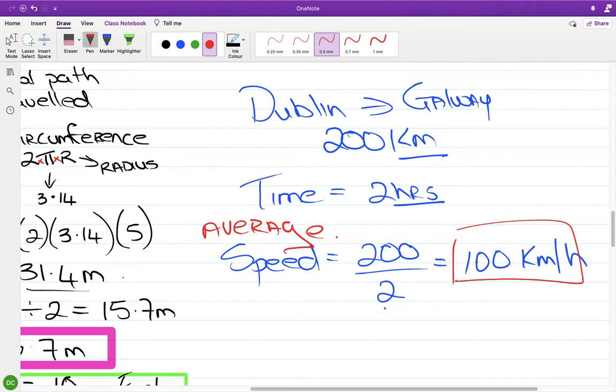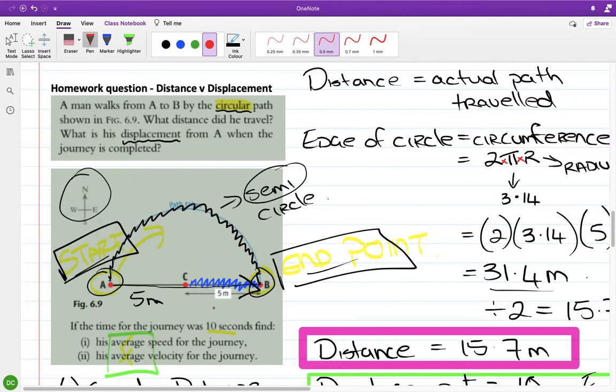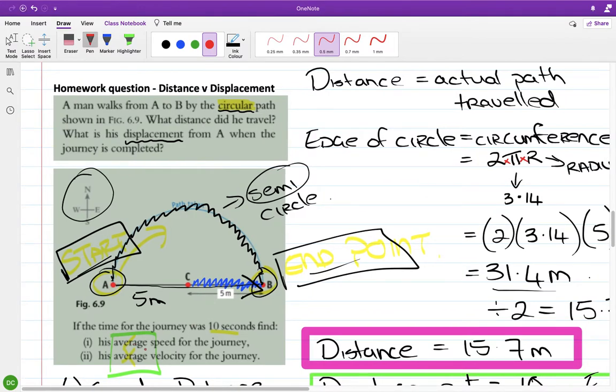Traffic lights in Dublin, in Galway, you'll have to slow down. Okay, so it is not practical to say that the speed is 100 kilometers per hour, but it is practical to say that the average speed is 100 kilometers per hour. There will be times in the journey where you were going slower and times where you were going faster, but it averages out to be 100 kilometers per hour. So that's where the significance of that word average is. It actually doesn't affect your calculations at all. It's more from a practical point of view.